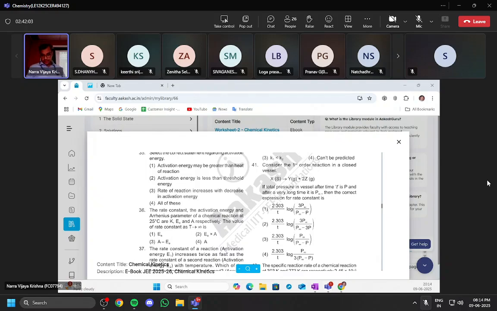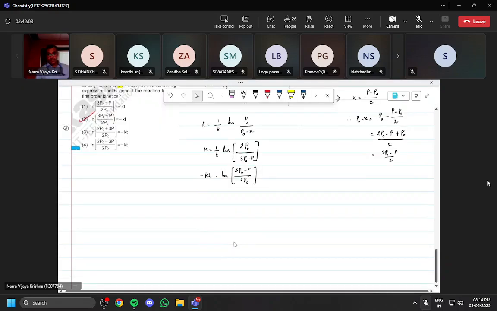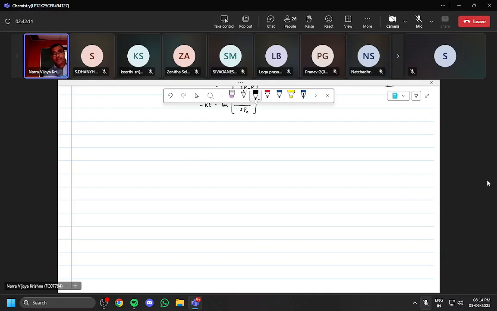Now observe this case. I am taking sucrose. On hydrolysis in acidic medium, it gives glucose plus fructose.